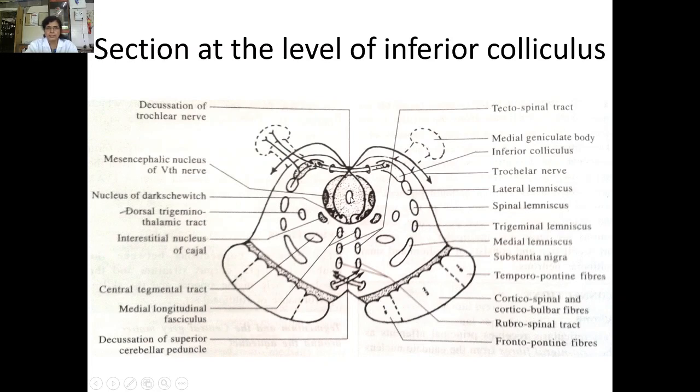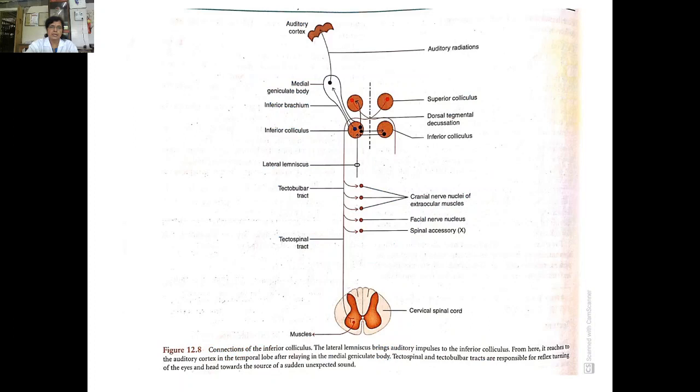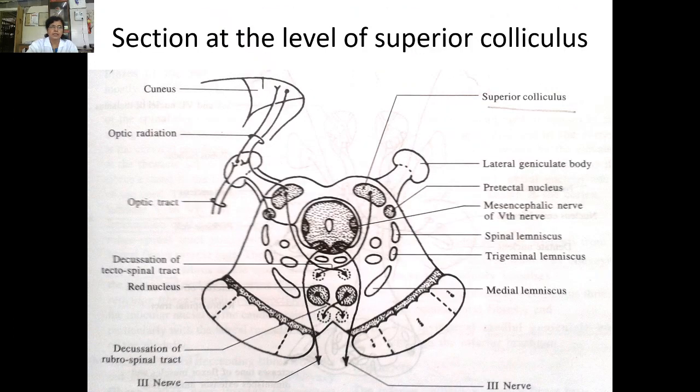Then around the cerebral aqueduct there is the periaqueductal grey matter, and it consists of the trochlear nerve nucleus and the mesencephalic nucleus. Then next we will see the section at the level of the superior colliculus.